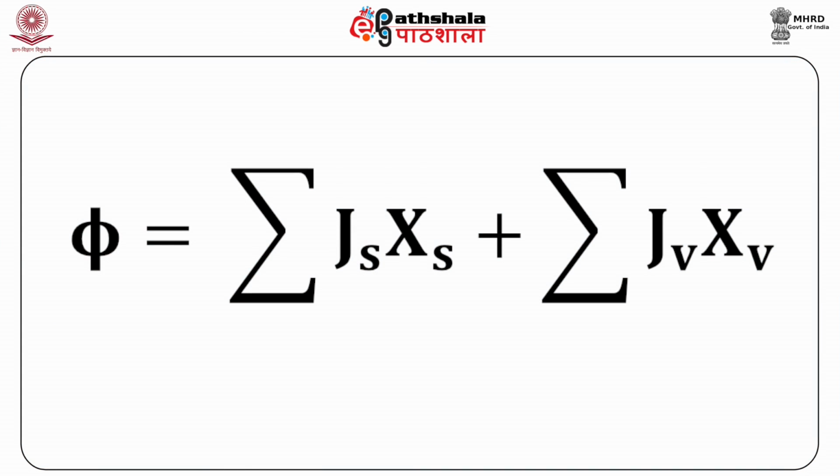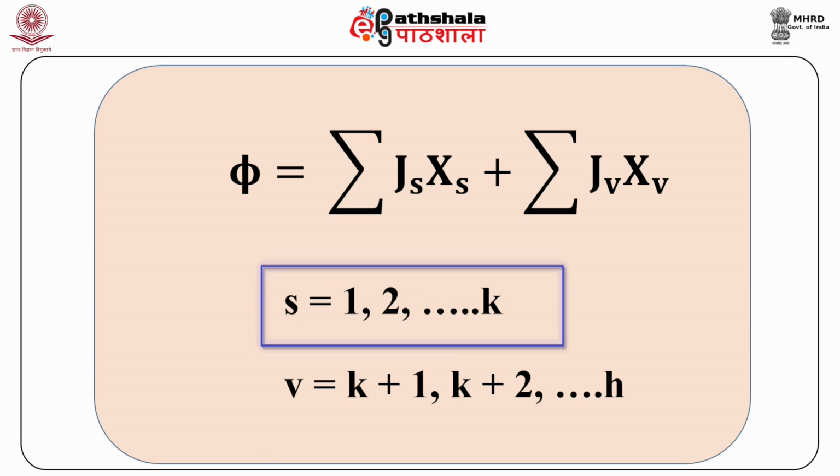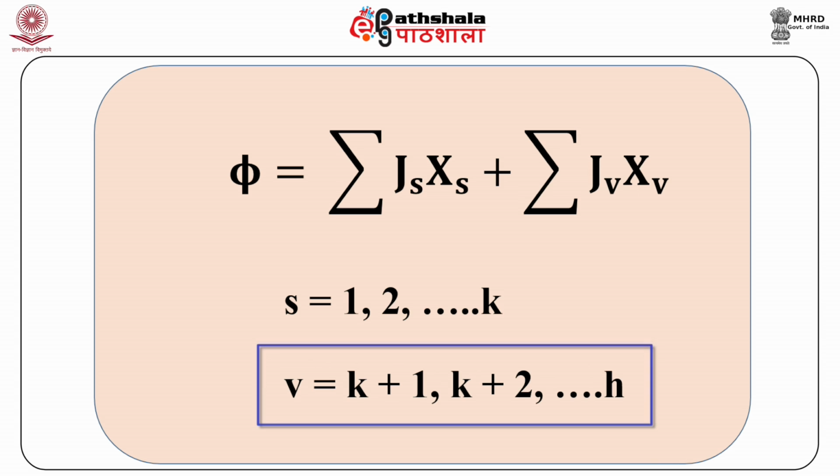According to this Curie principle, the dissipation function is given by phi equals the summation of Js into Xs plus the summation of Jv into Xv, where Js are the scalar flows and Xs are their conjugate forces, and Jv are the vectorial flows with Xv the corresponding conjugate forces. On simplification, we can write phi equals the summation of Js into Xs plus the summation of Jv into Xv, where s changes from 1 up to k, and v changes as k plus 1, k plus 2 up to h.